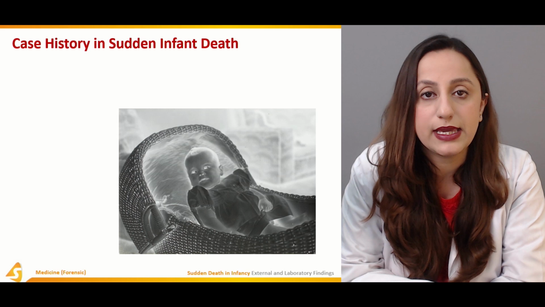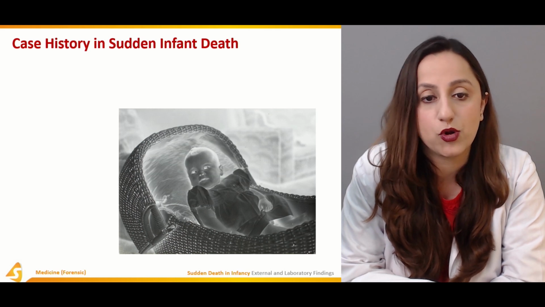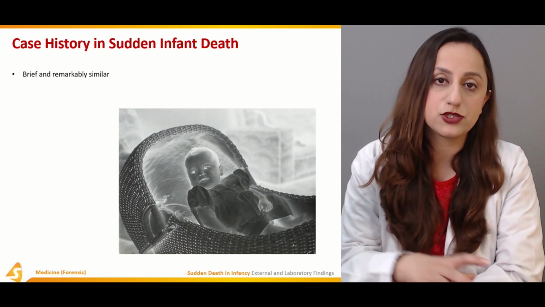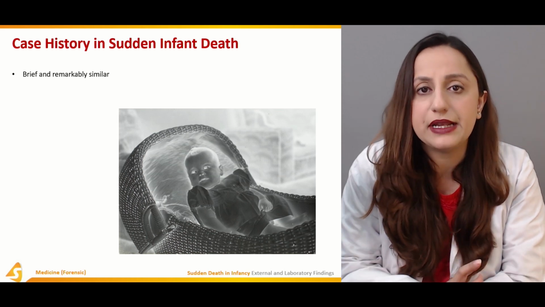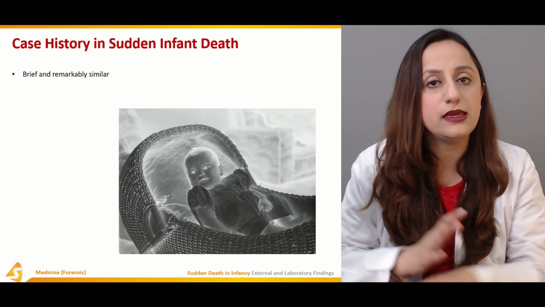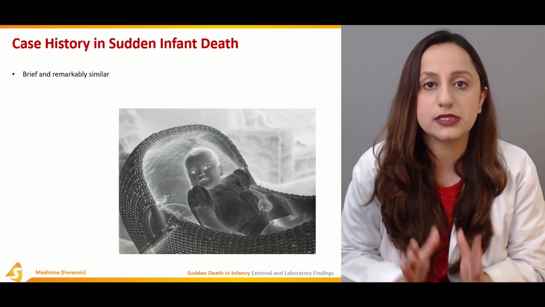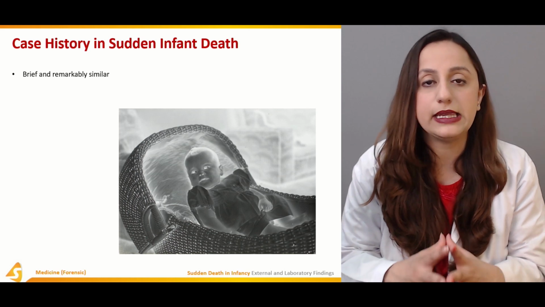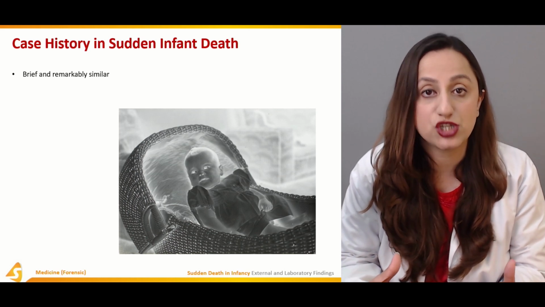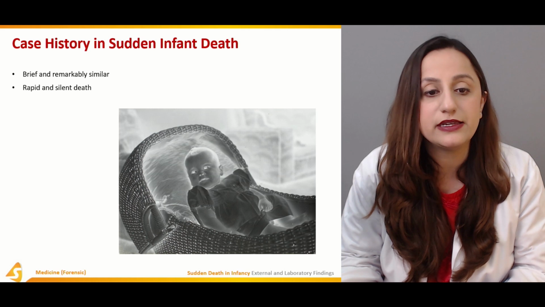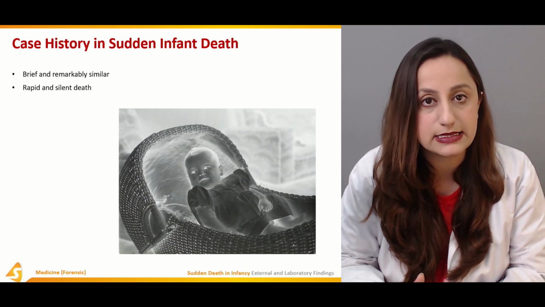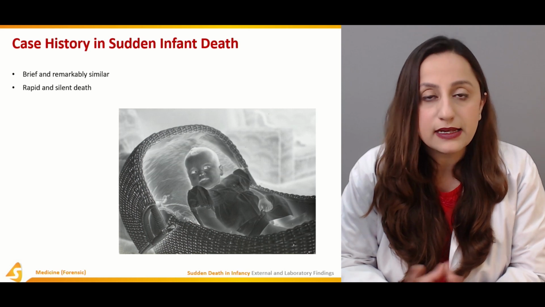Now, the case history in such individuals is very important. A brief and remarkable, yet detailed, case history should be taken. Even the maternal side and the paternal side have to be investigated for any near relative deaths from such a condition. It's again going to be very revealing in such cases. The deaths are usually rapid and silent deaths.